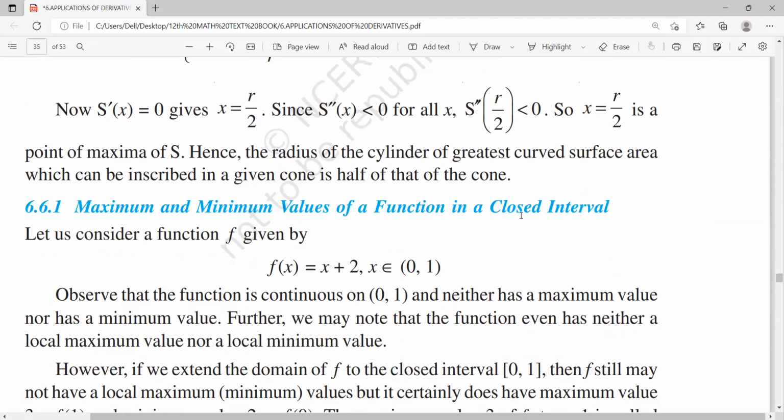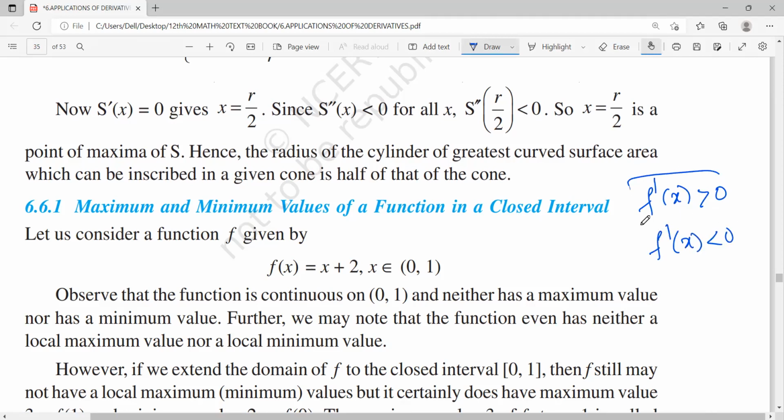The next topic: maximum and minimum values of a function in a closed interval. In the closed interval, already we discussed, if the function is only increasing, the extreme values will be at the endpoints. So f dash of x is only increasing, greater than 0, not equal to 0, or f dash of x is less than 0, it means decreasing. Completely increasing or completely decreasing, no problem. But f dash of x equal to 0 means turning points. It's not increasing or decreasing. It has turning points also.